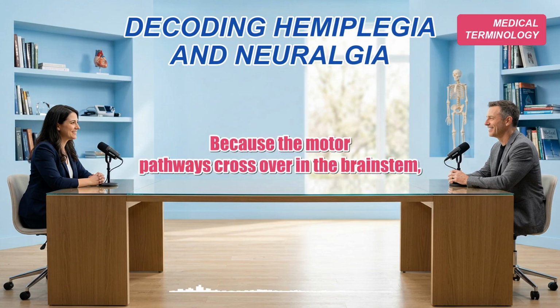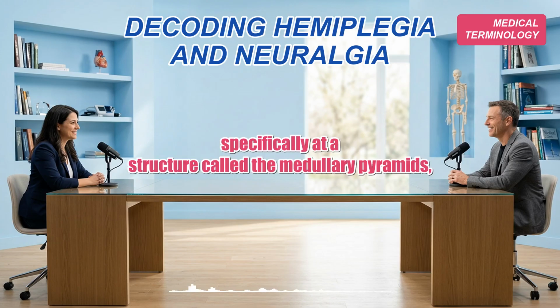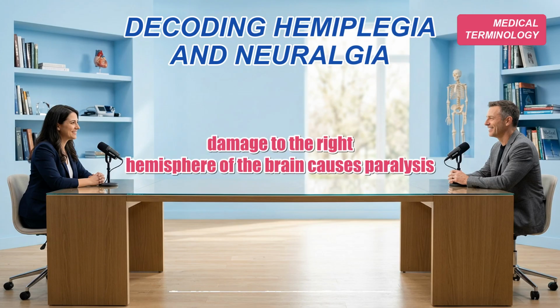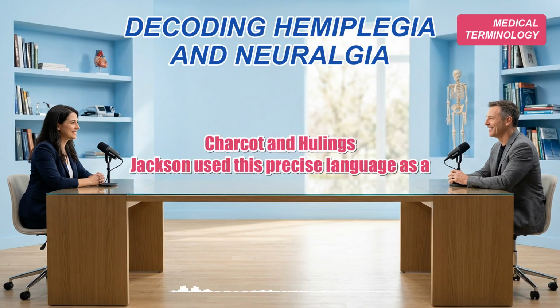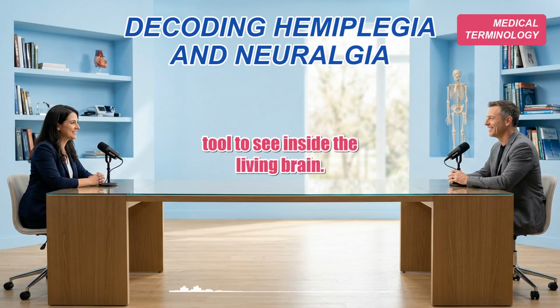Because the motor pathways cross over in the brainstem, specifically at a structure called the medullary pyramids. Damage to the right hemisphere of the brain causes paralysis on the left side of the body. Charcot and Hughlings Jackson used this precise language as a tool to see inside the living brain.